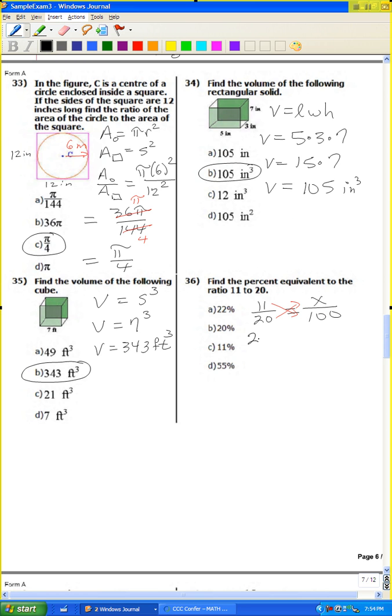And so 20x equals 1100. Divide both sides of your equation by 20. And so x is equal to, well, 110 divided by 2 is 55. So the answer is 55%. D.